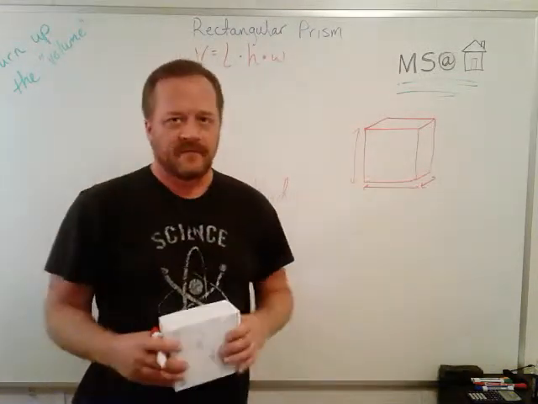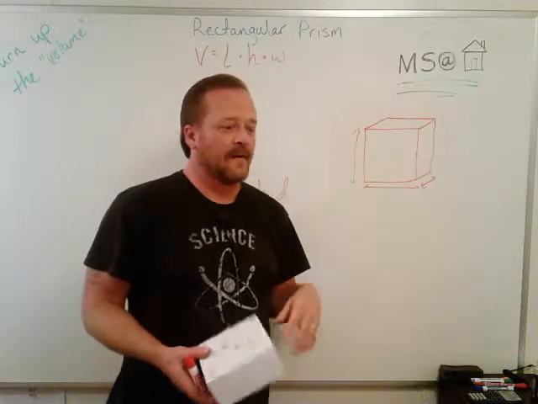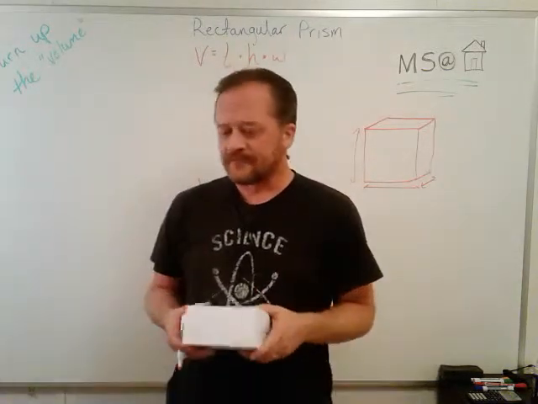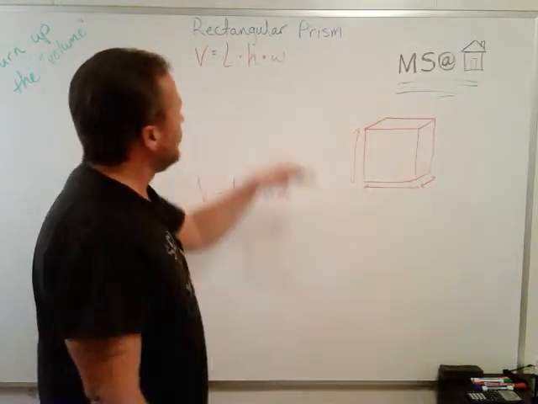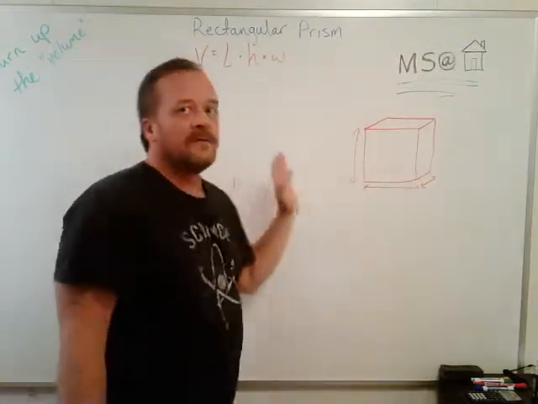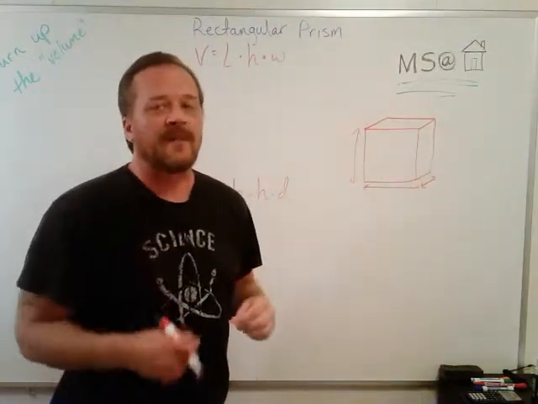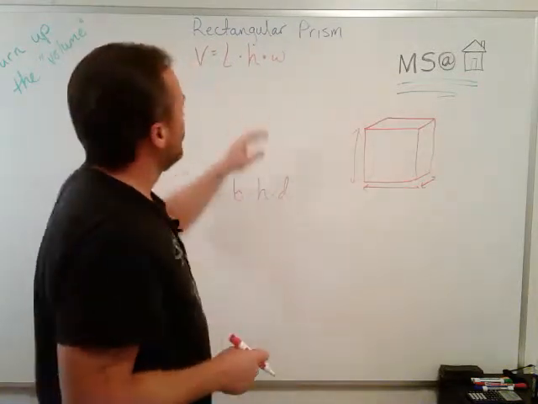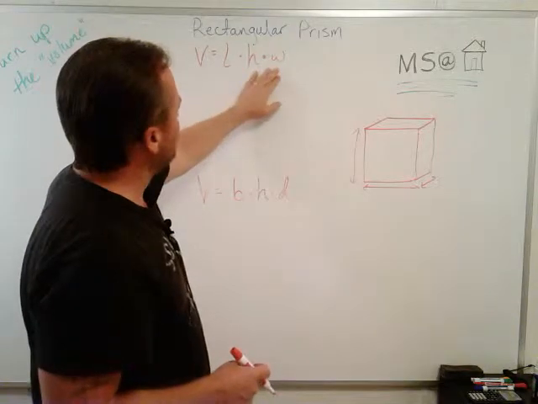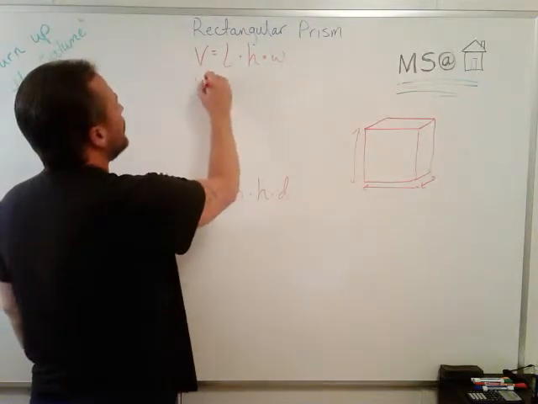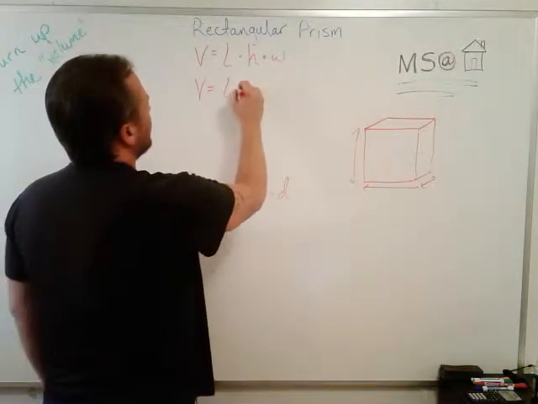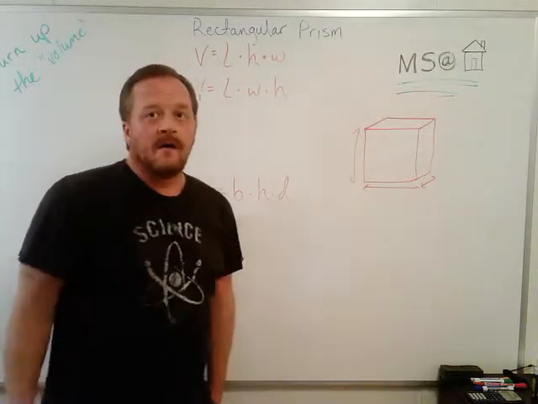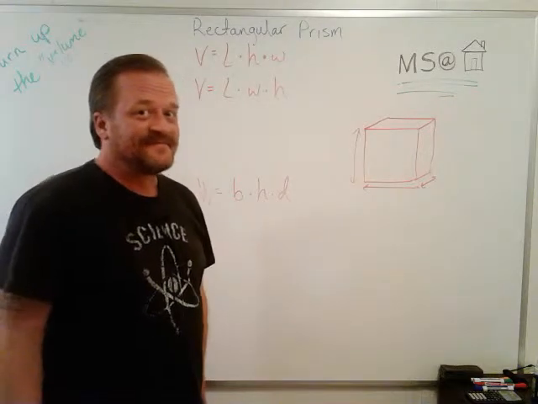Any box, okay? Your bookshelf, your computer sometimes, if you have a computer tower, any box. This formula will get you the volume, how many cubed units are inside of it. Is it always going to be written like this? What if it was written like this? What if I wanted to take the length times the width times the height? Give you the same thing?